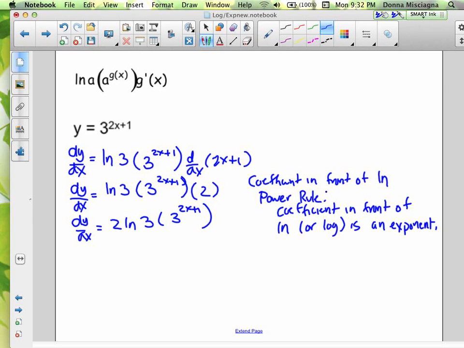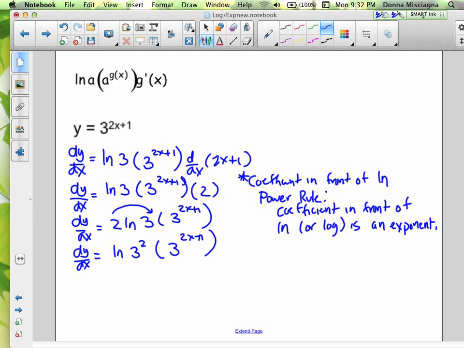And now if we have a coefficient in front of natural log, or in front of any log, but we're only going to see natural log here, we can use the power rule. This is the power rule for logarithms. A coefficient in front of natural log or log is an exponent, because log's an exponent, and what do we do when we raise a power to a power? We multiply exponents. So 2 is an exponent as well. So the 2 could come back up here, and so that would make it dy dx equals natural log of 3 squared. And so we could simplify that a little bit.